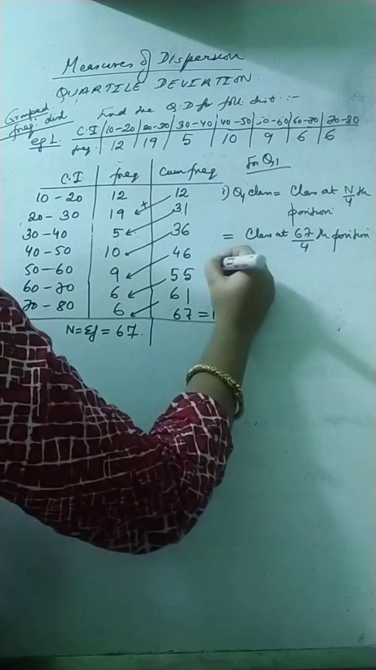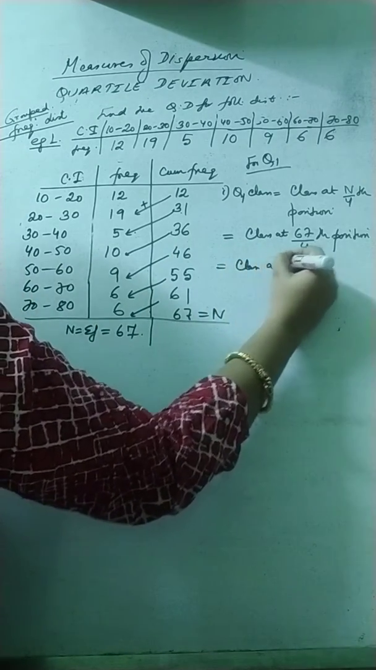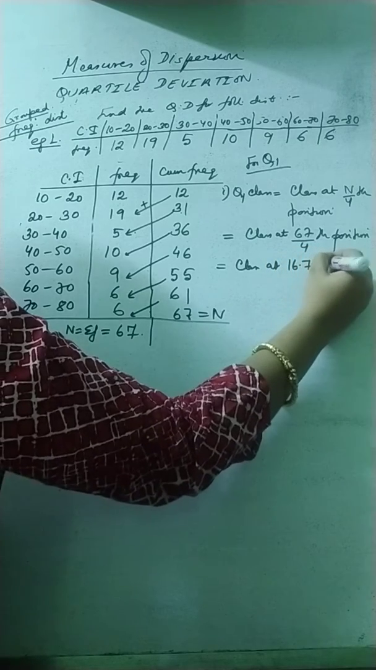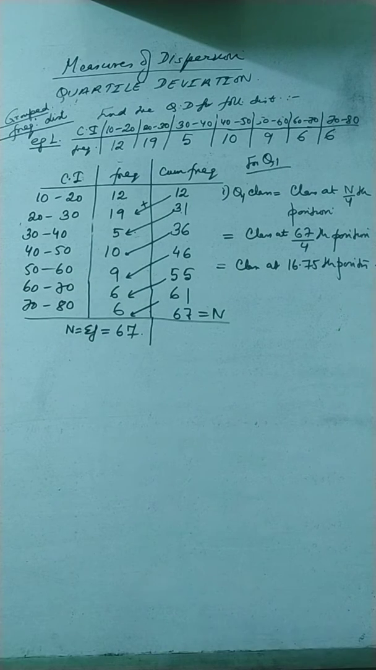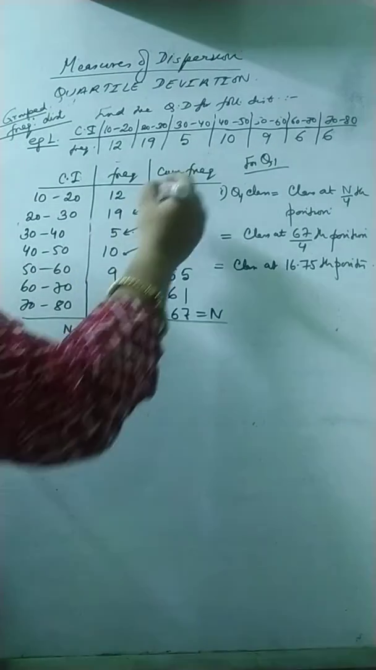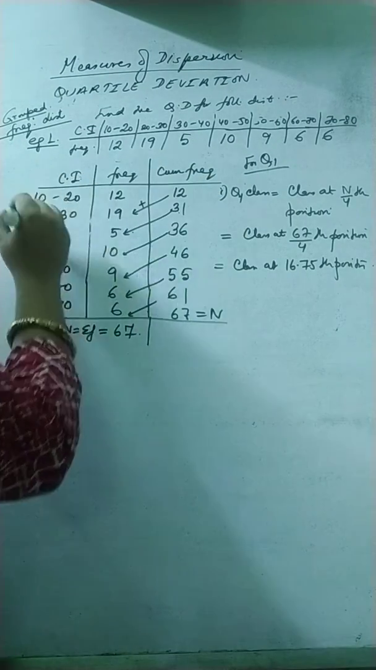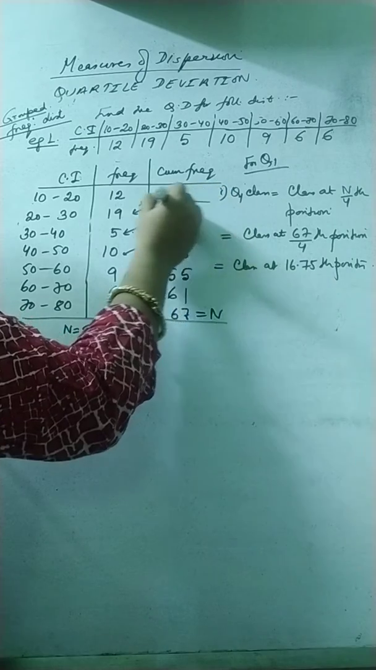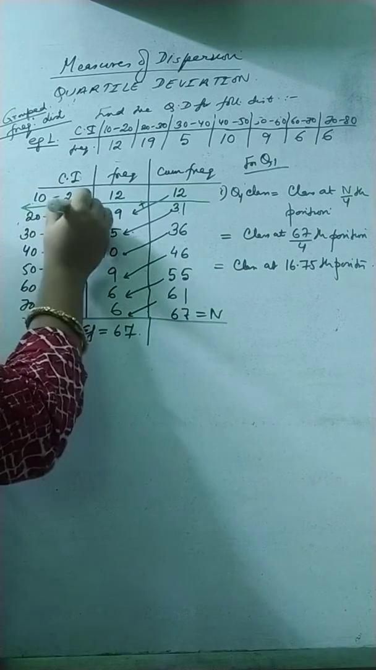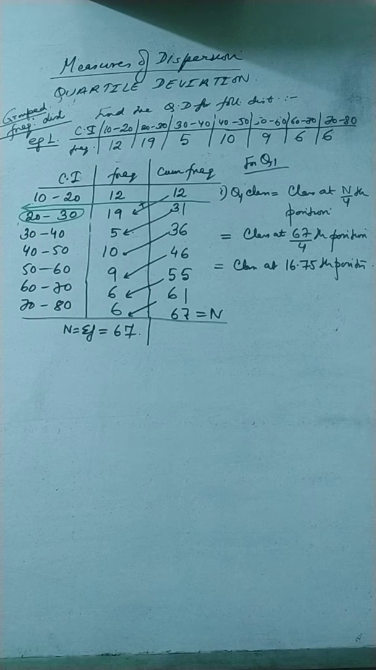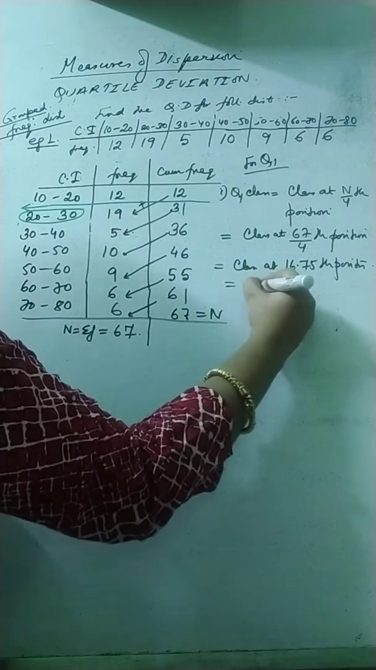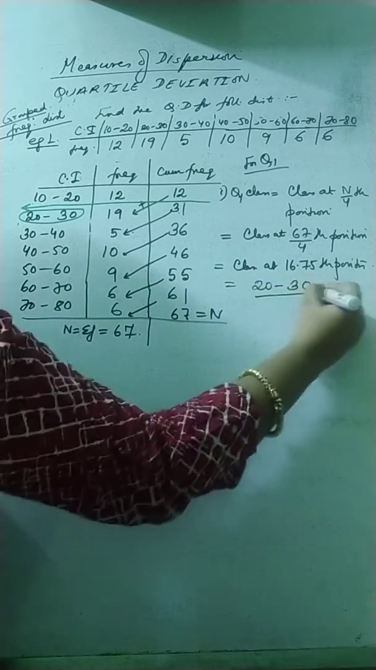So it is class at 16.75th position. That means class at somewhere in between 16th and 17th position. So till 12th position is 10 to 20. From 13th to 31st position is 20 to 30. So therefore the class over there will be 20 to 30. So class at 16.75th position is 20 to 30.